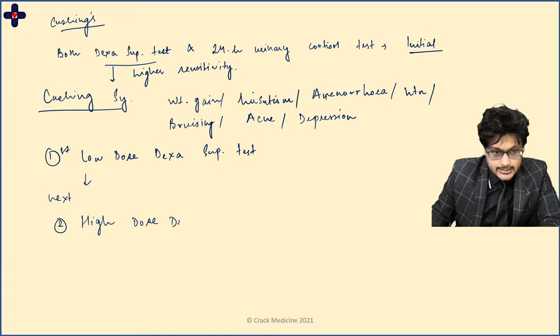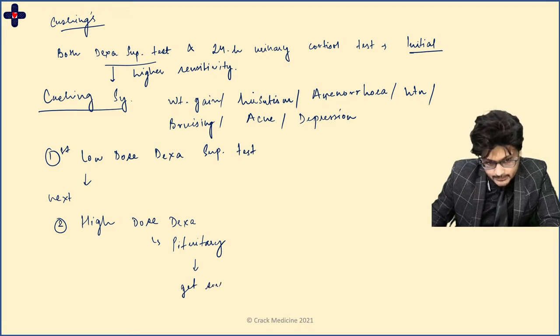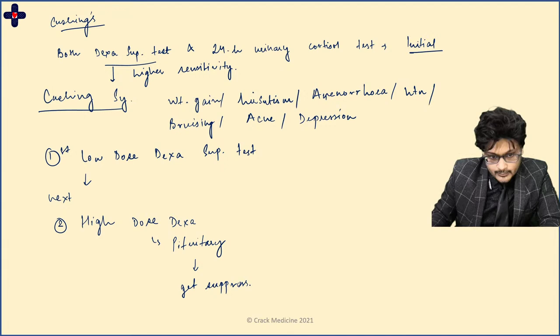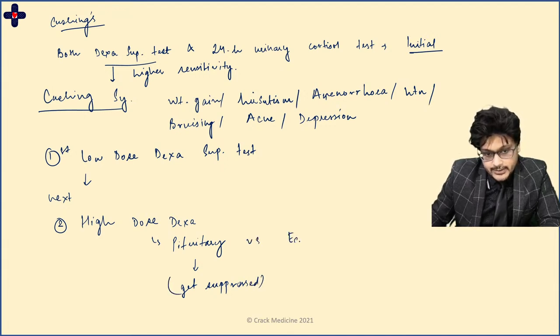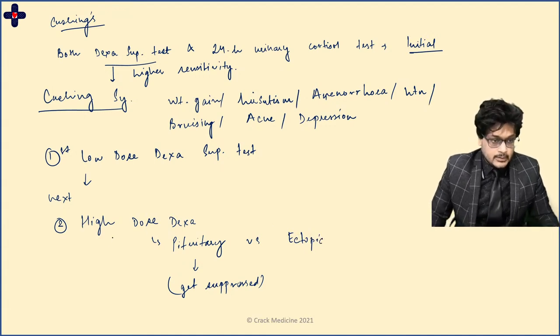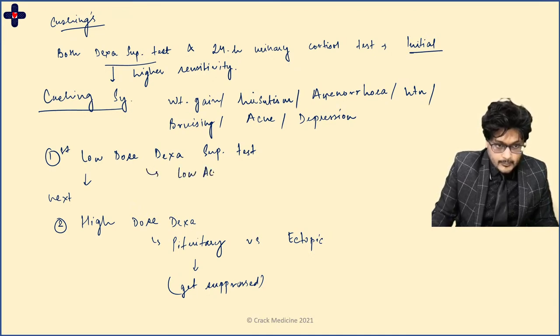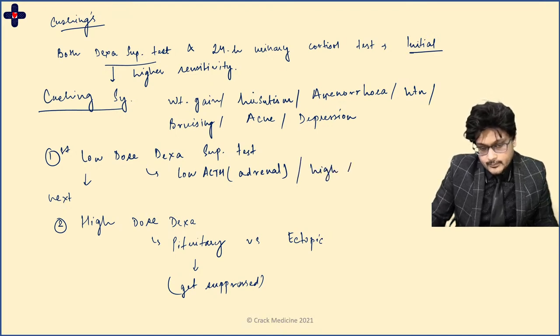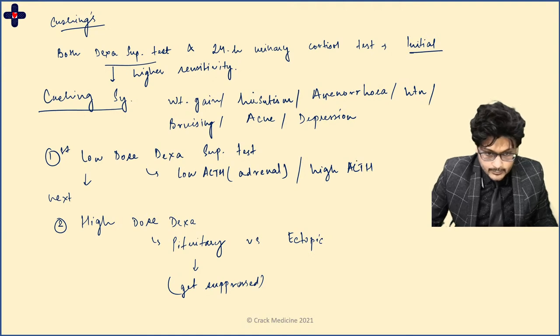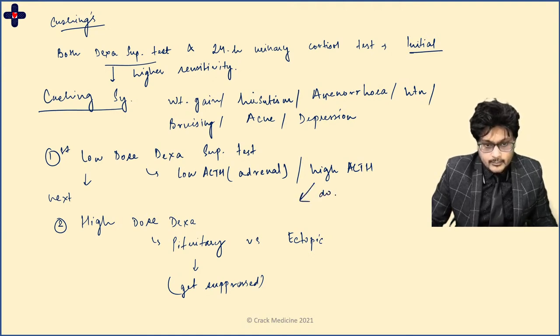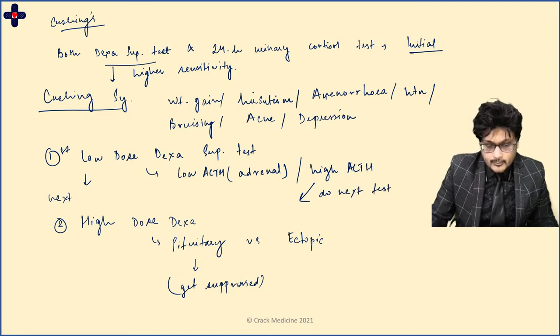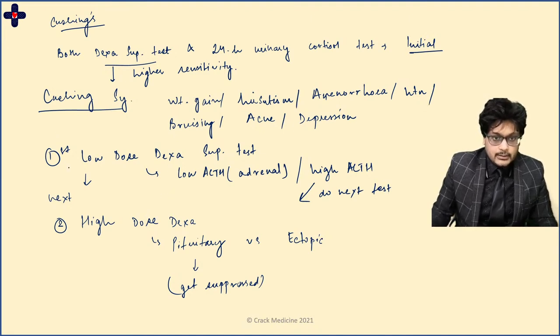Now you do this high dose DEXA test to identify the location, that is whether the source is pituitary. If it is pituitary, it will get suppressed, versus ectopic. If it is ectopic, it will not get suppressed. Okay? Fine. Okay, so that is how you will go about these tests.